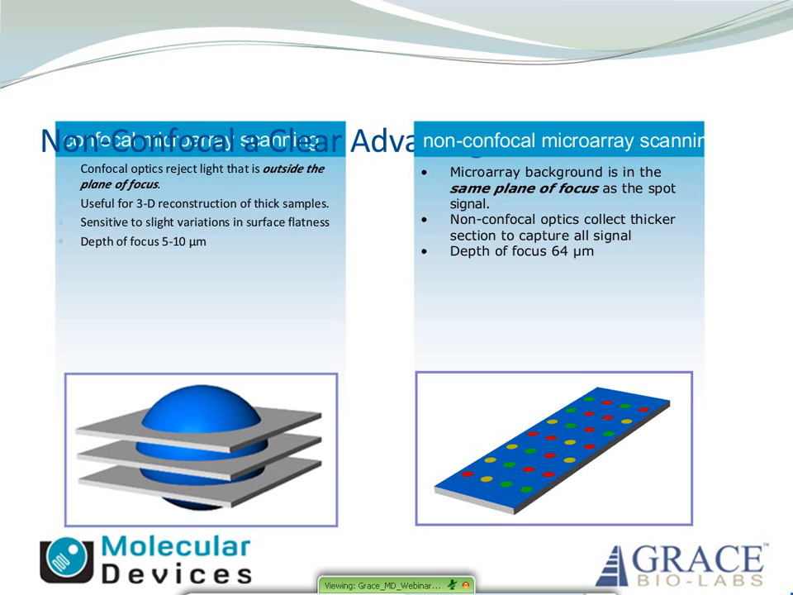This is useful if you have samples that are three-dimensional in shape, but it is absolutely not necessary for microarrays. It even can turn out to be a huge disadvantage, as you will see in a moment. So the best system for microarray scanning is using non-confocal optics. As you can see on the right, the microarray spots are in the same focal plane as the background. There is just no way you can optically slice through spot and background.